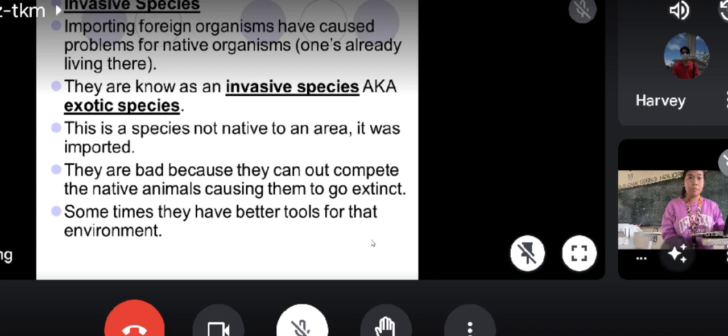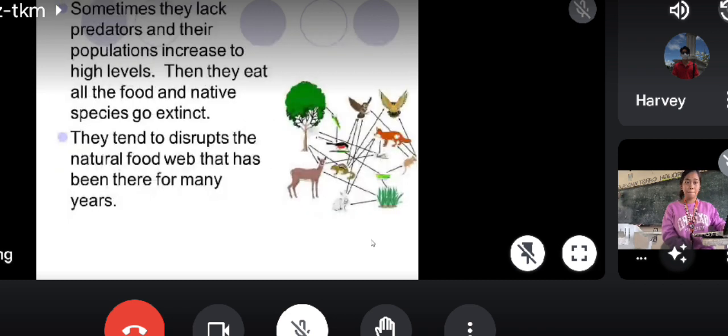Sometimes they have better tools for that environment. Sometimes they lack predators and their population increases to high levels. Then they eat all the food, causing native species to go extinct. They tend to disrupt the natural food web that has been there for many years.